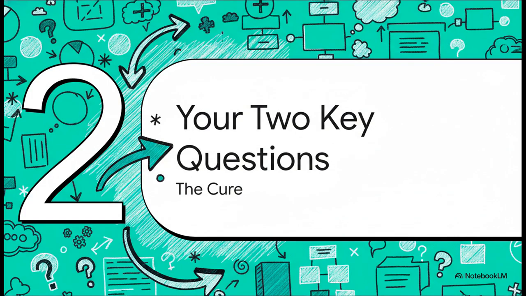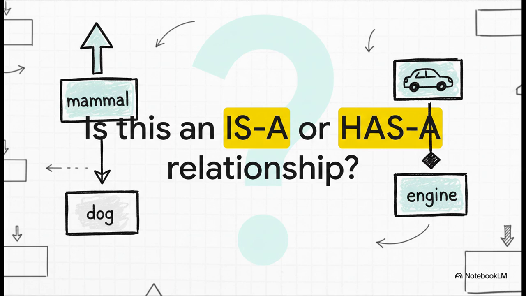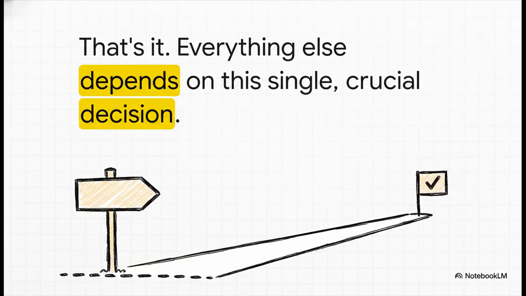And here it is. This is the absolute core of the entire method. Seriously, everything you need to know about UML relationships, it all boils down to just 2 key questions. This is your starting point every single time. Before you even think about a symbol, you just look at the 2 classes and ask this one simple question in plain English. Is this an ISA or HASA relationship? And I really want to stress this. That's it. Your entire journey to the right answer, it all hinges on this one decision. Get this right, and I promise, everything else just clicks into place.